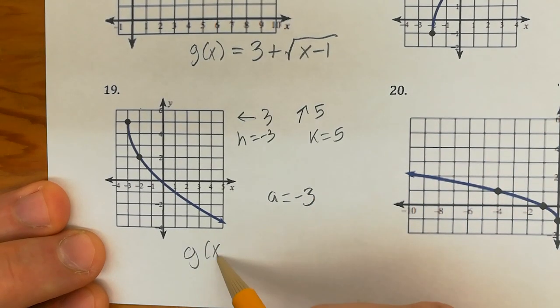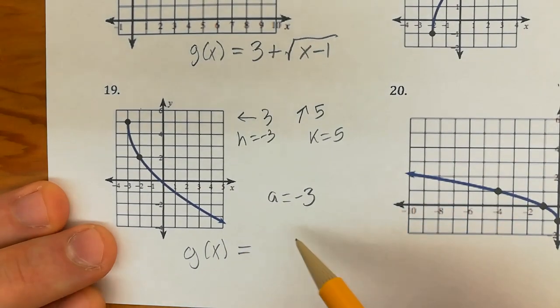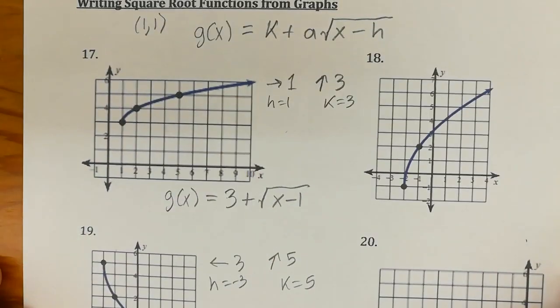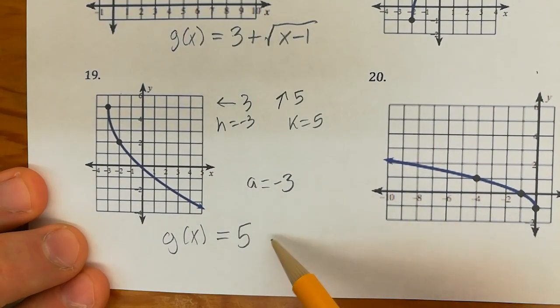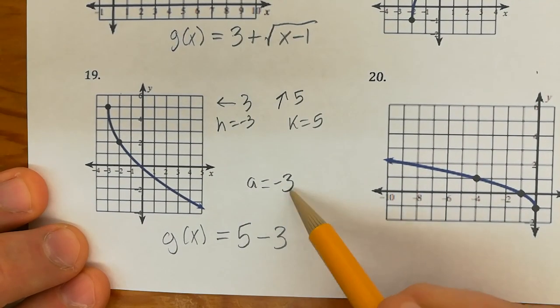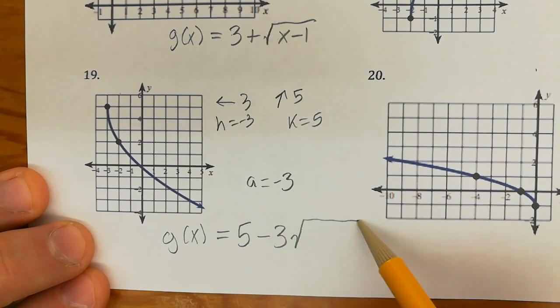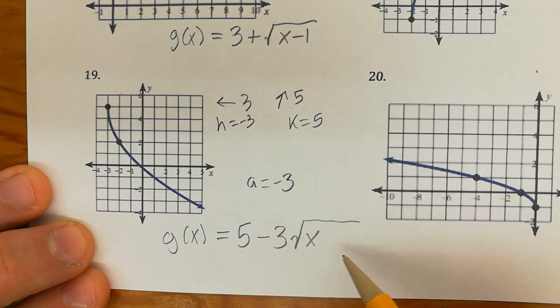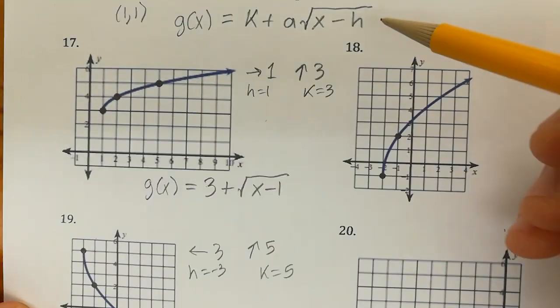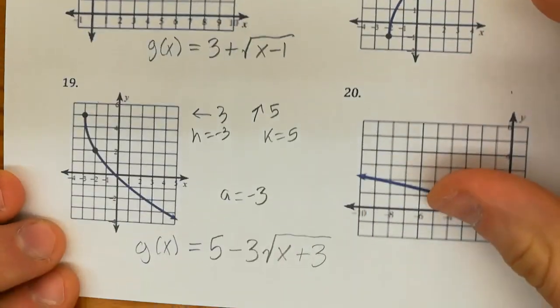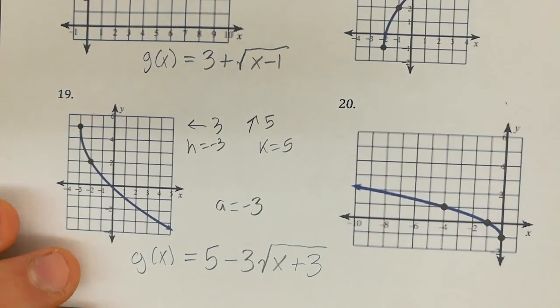So we just plug those into our function. So k, we can see the formula up there, right? So 5, and then it's going to be minus 3 because of the negative 3 here, times the square root of x plus 3, because when you put in a negative 3 for h, you get the opposite sign. All right, you guys go ahead and try 18 and 20.